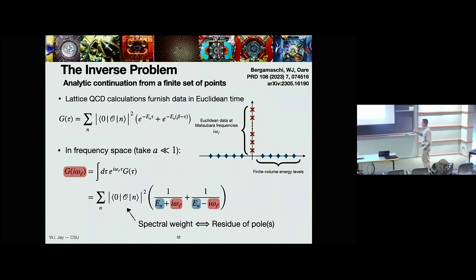If we take this Euclidean time quantity and Fourier transform, if we move to Euclidean energy space or frequency space, the spectral weights come along, and the Fourier transform of this is just a sum of poles, right? On the positive and negative axis, one pair for each energy level. And so the picture you have looks very much like this. The Euclidean data that you started with amounts to the Green's function evaluated on the imaginary axis, the so-called Matsubara frequencies of the theory, and the finite energy levels are sitting down here on the real line.